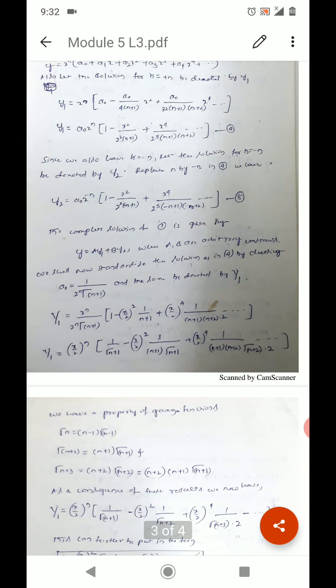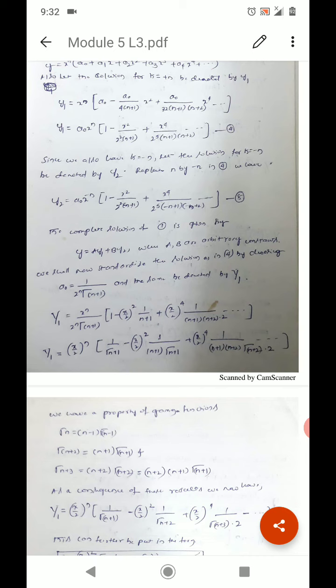Now we will standardize the solution in equation 4 by choosing a naught equal to 1 divided by 2 power n gamma of n plus 1, and so on, which can be denoted as capital Y1. So equation 4 becomes Y1 is equal to x power n divided by 2 power n gamma of n plus 1.